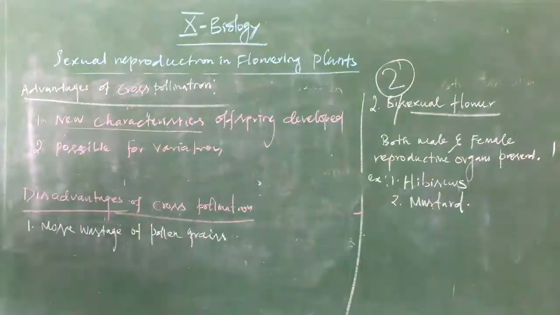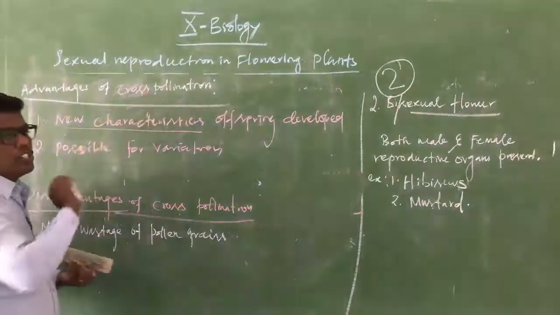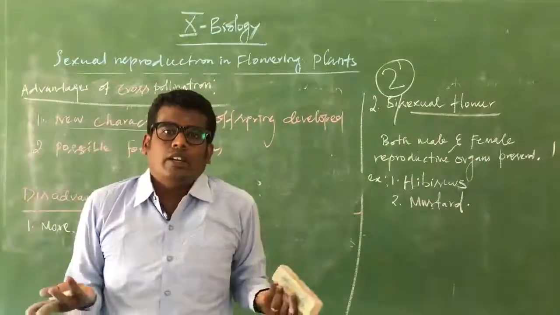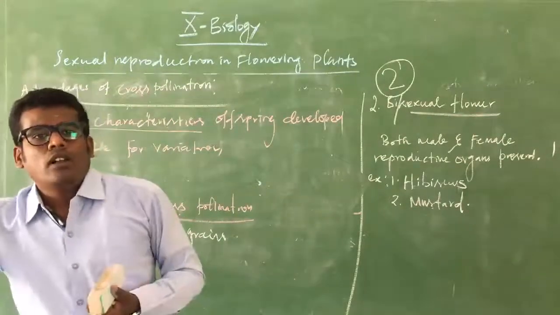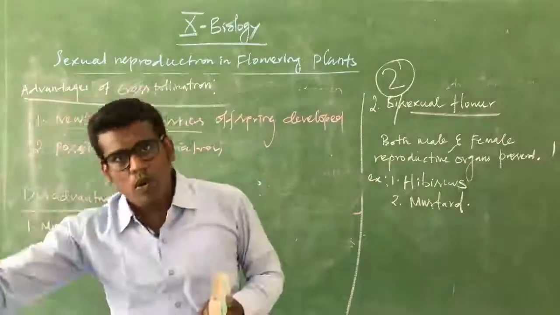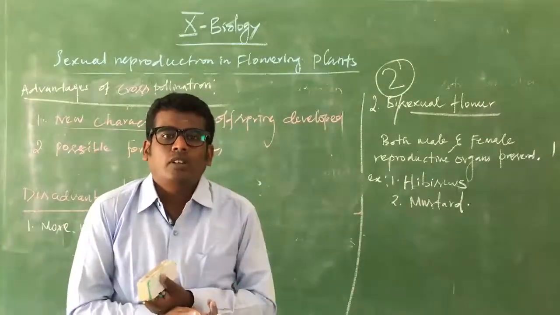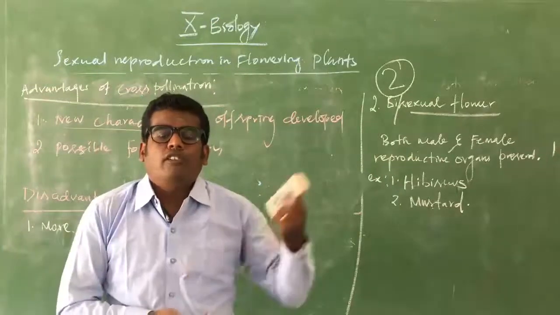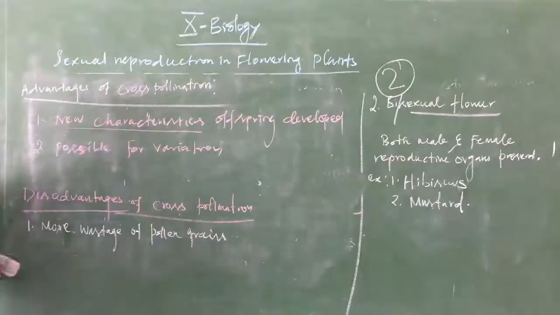More wastage of pollen grains. Why is there more wastage of pollen grains? Because cross pollination occurs from one flower to another, so the distance may be long. So what will happen? We cannot give a surety that all the pollen grains reach the stigma. We cannot expect it. Many of the pollen grains may fail to reach the stigma, so more pollen grains are wasted in this process.